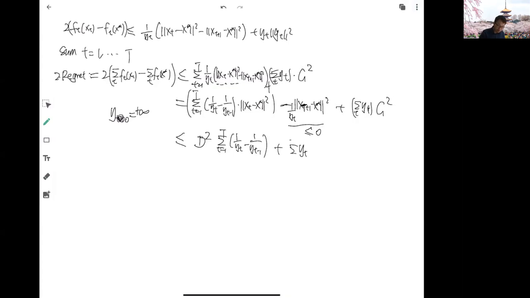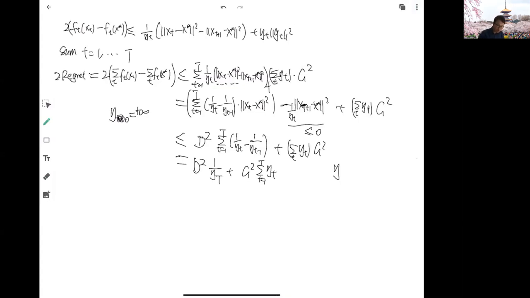And what this is going to give us is D squared of only the last one, because everything else would cancel out: 1 over eta_T, plus the sum of eta_t from 1 to T. Okay, so we're now left with the summations.